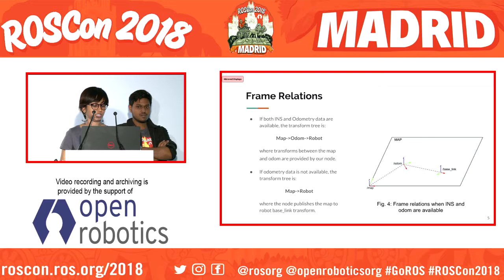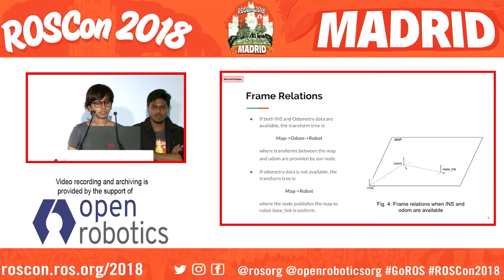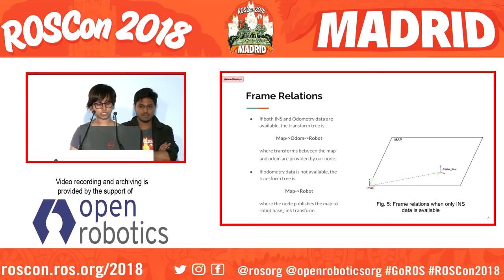If we have both INS and odometry data, the transform tree we have is from map to odom to robot. Looking at the diagram, the robot base link is placed in the local odometry frame, and the odometry frame is placed in the global map frame. The origin of the map is entered by the user as a parameter as GPS coordinates. If odometry data is not available, the transform tree simply maps to robot, and the node directly publishes the transform between the robot and the map. This isn't always advisable if your GPS isn't very accurate, because you'll have a lot of error in your localization estimates.